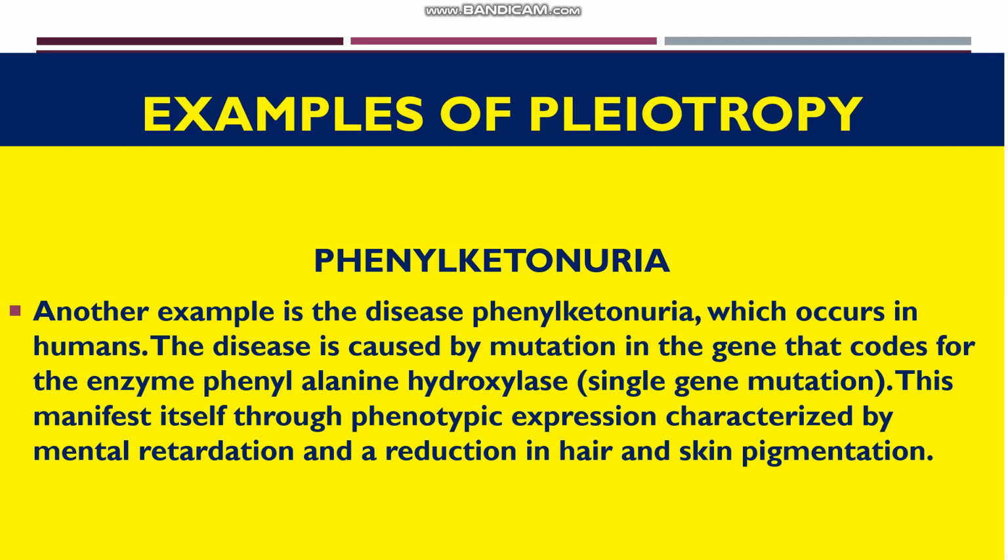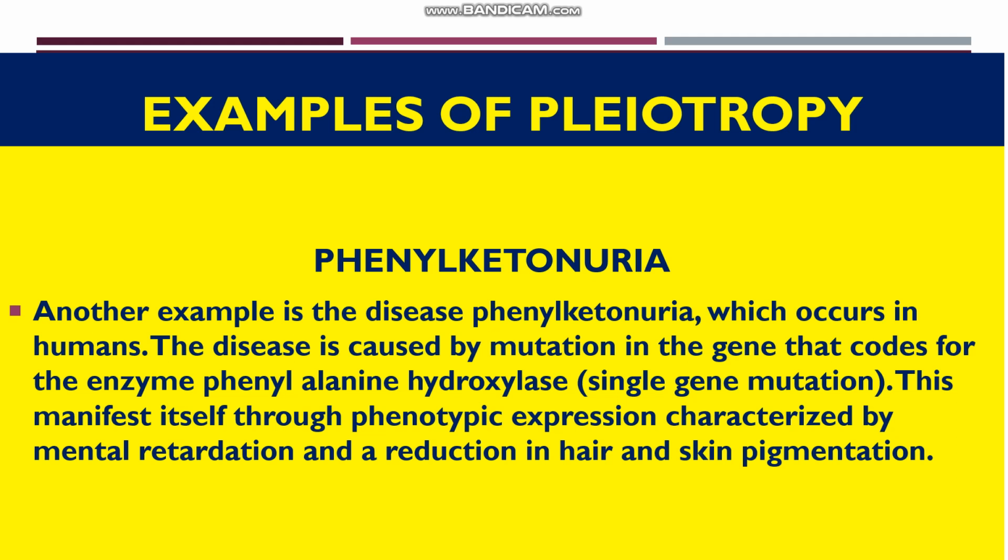So normally what happens in our body is that one amino acid, phenylalanine, gets converted to tyrosine in the presence of an enzyme, phenylalanine hydroxylase. So that is normally taking place in our body. One amino acid, phenylalanine, gets converted to another amino acid, tyrosine, in the presence of the enzyme phenylalanine hydroxylase. But in this disorder, due to a single gene mutation, the enzyme is not synthesized. As a result, phenylalanine does not get converted to tyrosine.